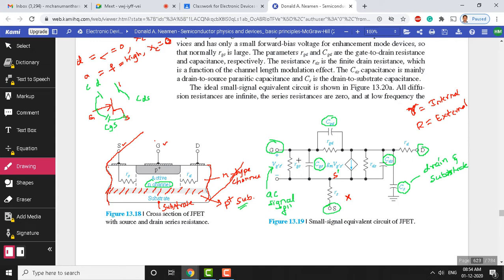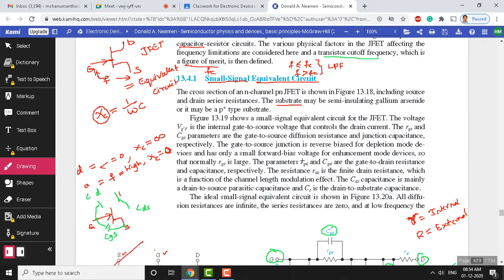Now the question is why we have used RGS here. The reason is there is a resistance between the gate and the source. Even in the actual device there is a diffusion resistance between the gate and source, which is modeled through this resistance RGS. The amount of resistance the actual device exhibits between the gate and source is the same value used here. Now what should be the value of this RGS? Ideally speaking, this value must be very large. The reason is explained here, you can just look at it.